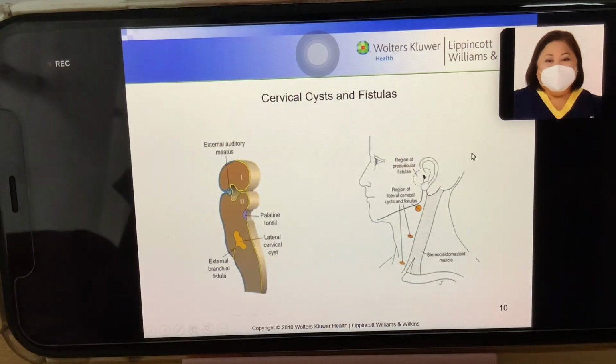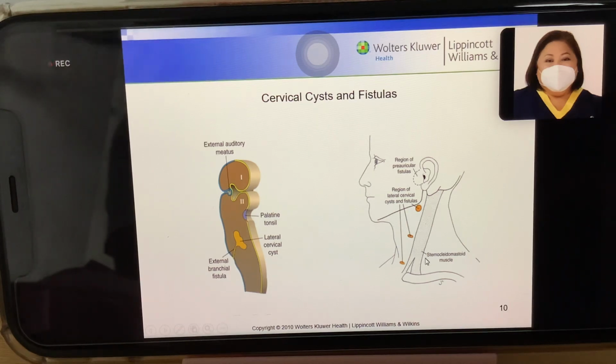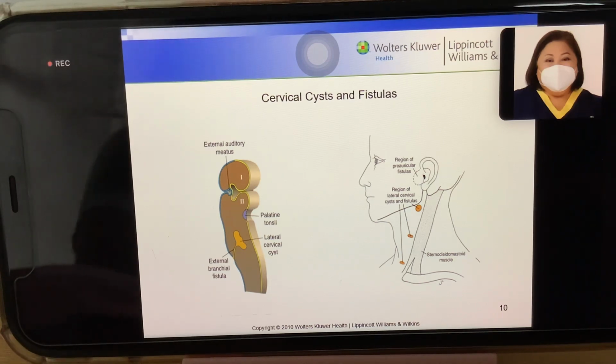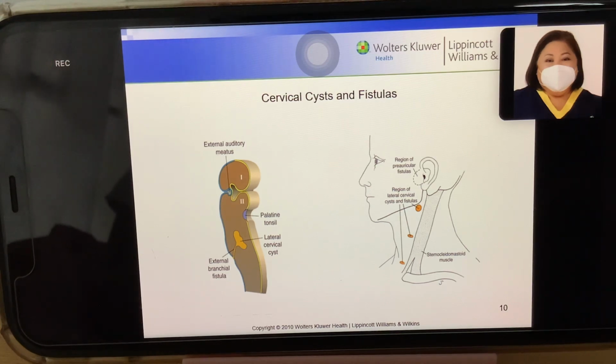So these are the locations of cervical cysts and fistula. In the neck, these are the lateral cervical cysts and fistula locations. Sometimes there is a swelling near the ear, no? And this is the region of preauricular fistula. It has a hole. So that is where the abnormalities originate, during the formation of the pharyngeal clefts.